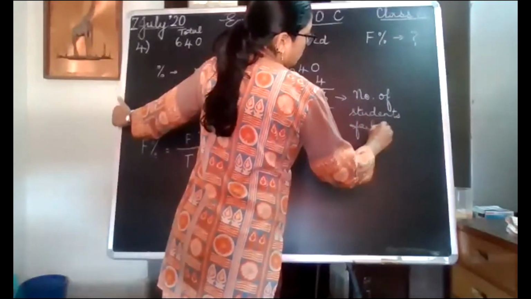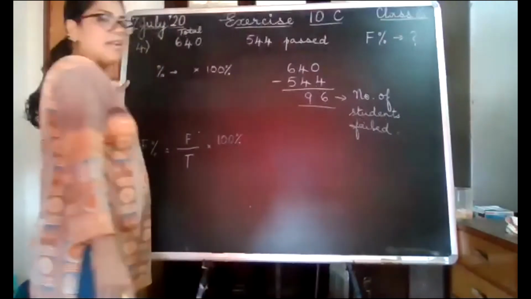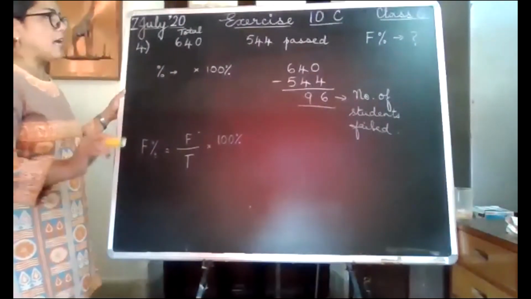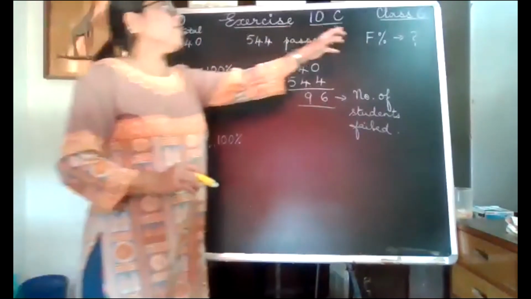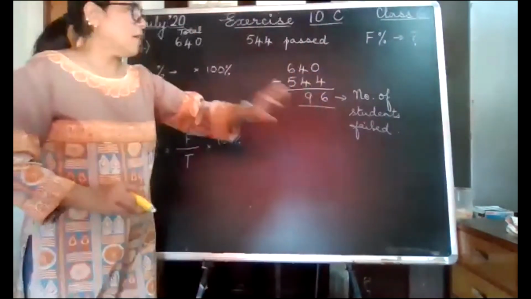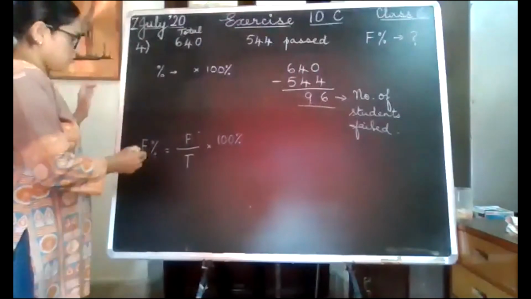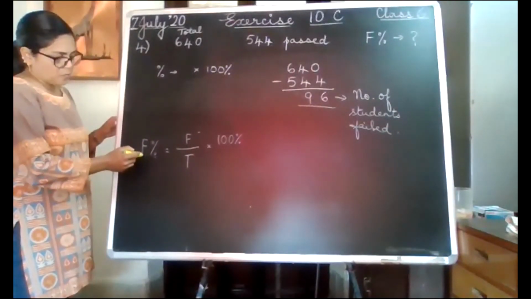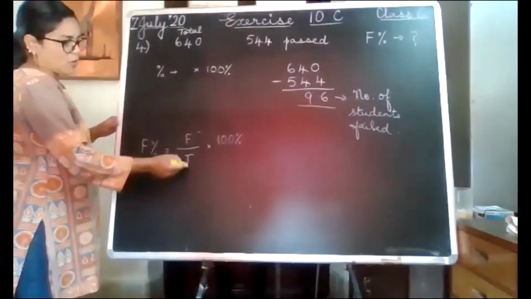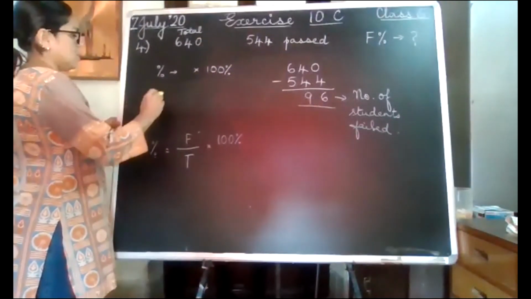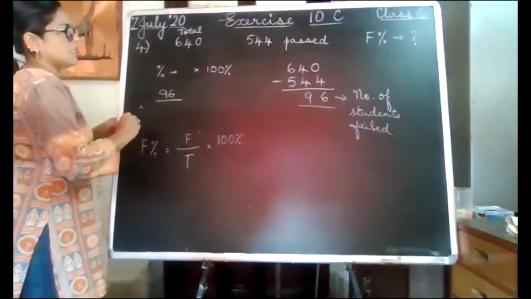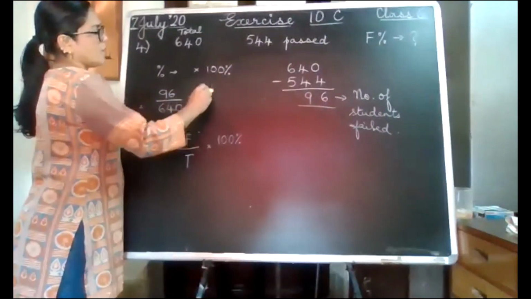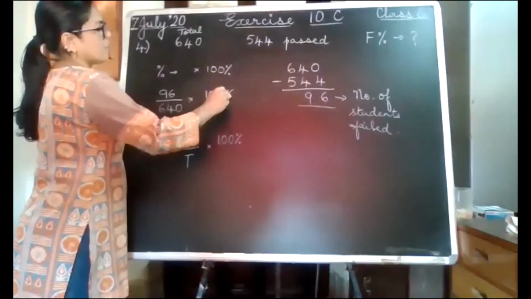Okay. Now, some children stop at this only: the number of students failed. No, the question is not that. The question is to find the failed percentage, not the number of students failed. So you need to find out the percentage of the students failed. So failed percentage will be failed upon total multiplied by 100. So how many failed? 96. Out of how many? Out of 640 multiplied by 100%.